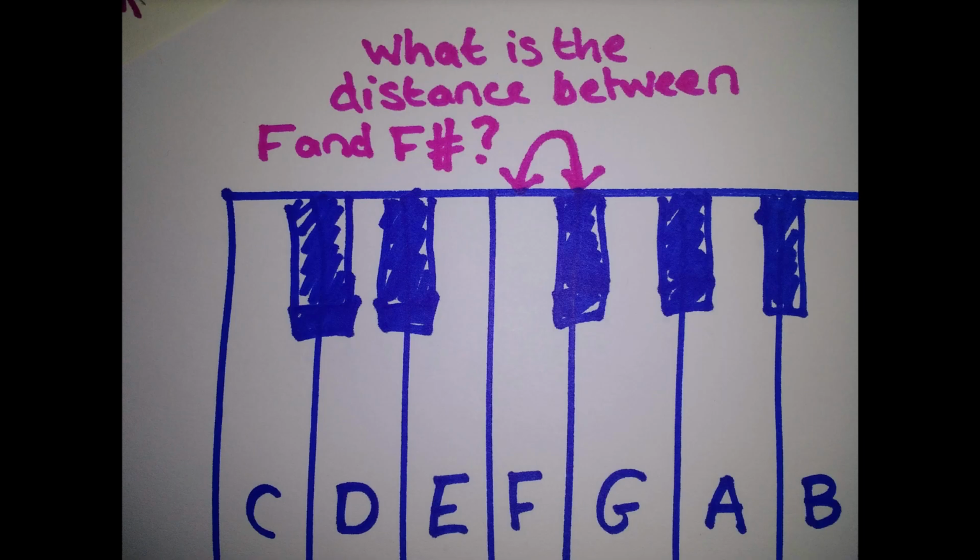So I would like you to try some examples and see if you can work these out for yourself. So the first one is, what is the distance between F and F sharp? And the answer is, that's a semitone.